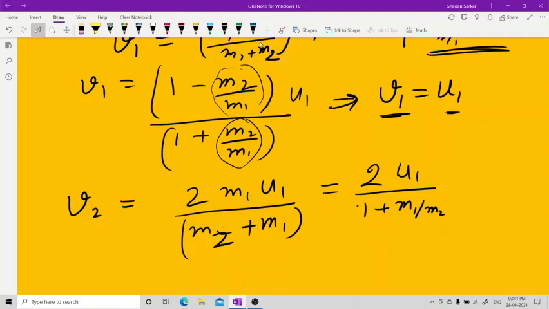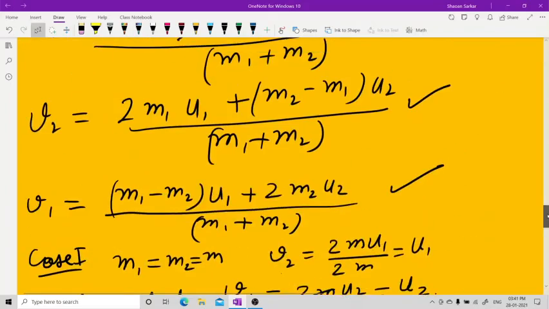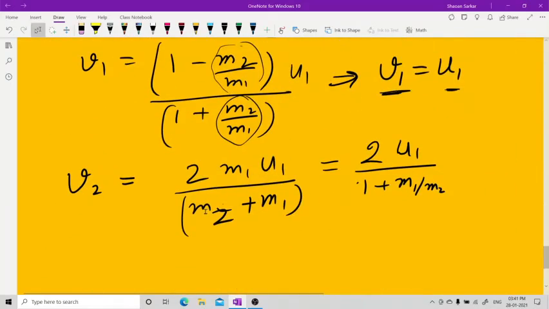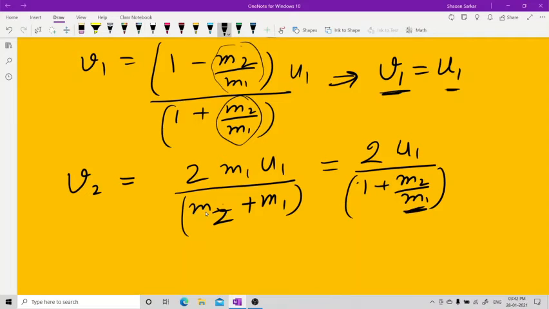Sorry, I think I'm dividing by M1. Just a minute, let me check once more. Yes, M1 is greater. No, I'm dividing by M1. That's right. Sorry, there is a mistake here. We will write it here as M2 by M1. So now this will go to 0. So it will go with 2U1. Because of this substitution, it will go with 2U1.